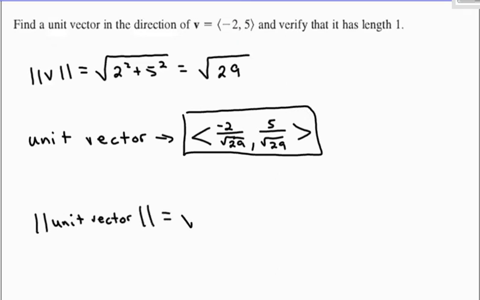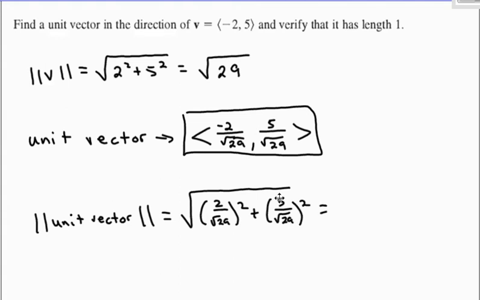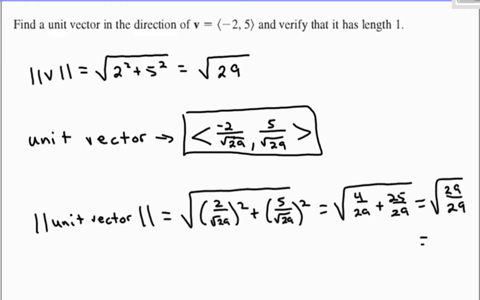So I would take the square root of (2 over the square root of 29) squared and add it to (5 over the square root of 29) squared. And look at this, I'm going to get the square root of 4 over 29 plus 25 over 29. I get the square root of 29 over 29, which is just 1. Right? So what we did is we found this unit vector.